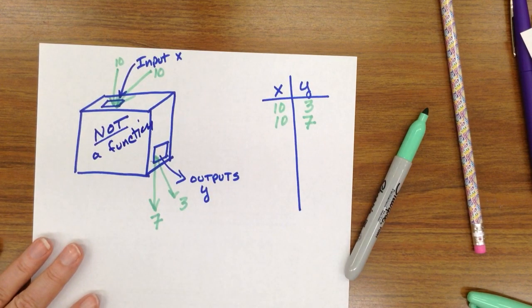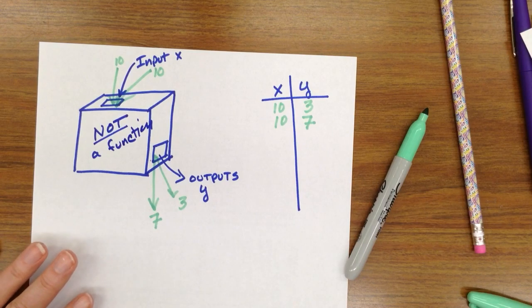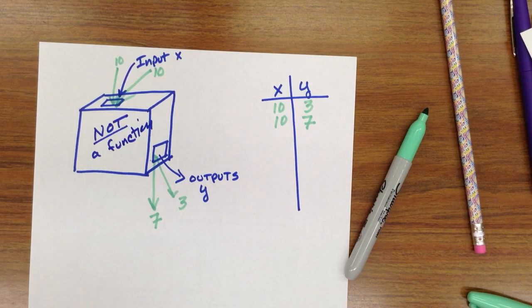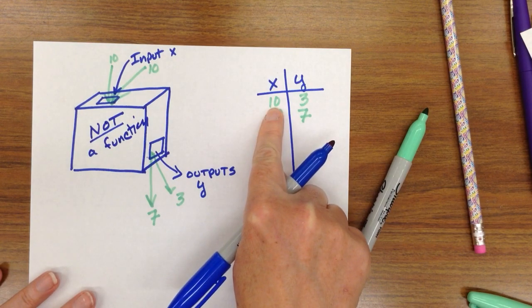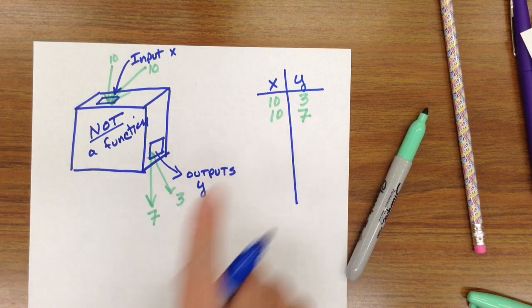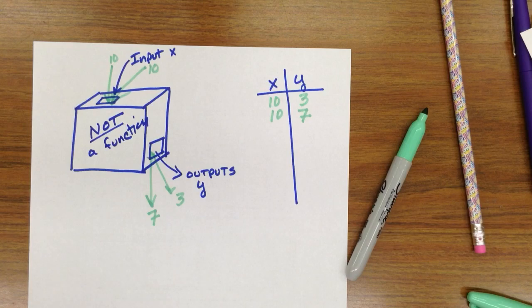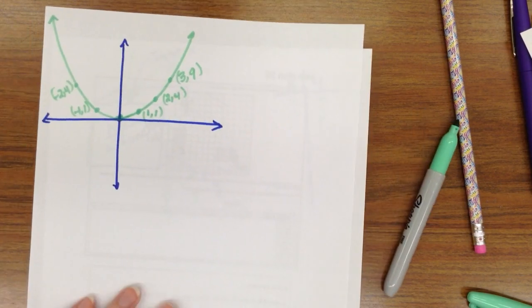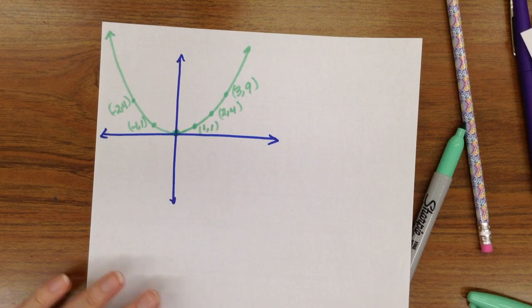Interesting. I wonder if we could see if something is a function or not a function if we look at a graph. After all, we could graph the point 10, 3, we could graph the point 10, 7, and we could look at them. Okay, I'm glad you asked. Let's do that. I'm going to show you the picture of a graph. Here we go.